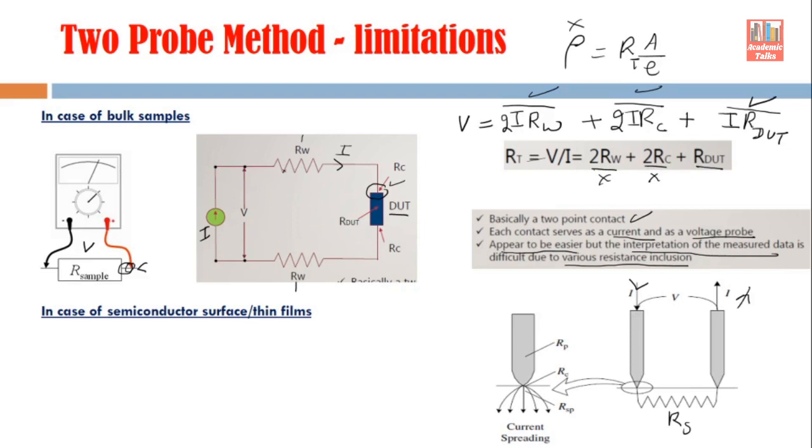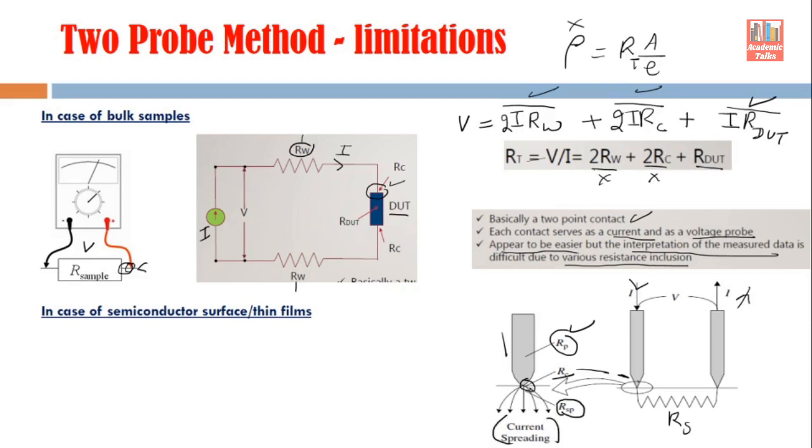So as in the case of the bulk sample, this RW was coming. Similarly here RP, this is probe resistance, the resistance offered by the probe, that is coming here. And here at the contact also, this RC component is coming, that is contact resistance. So this contact is offering some resistance, that is contact resistance. This probe is offering some resistance, that is RP. And one more term is coming here, that is RSP, which is known as spreading resistance. It is because of current spreading.